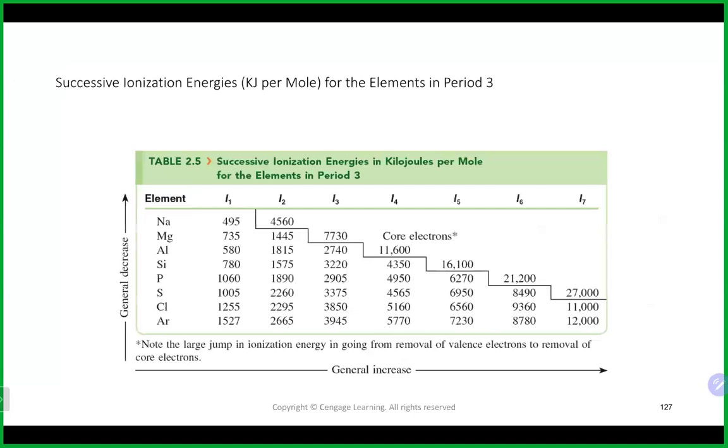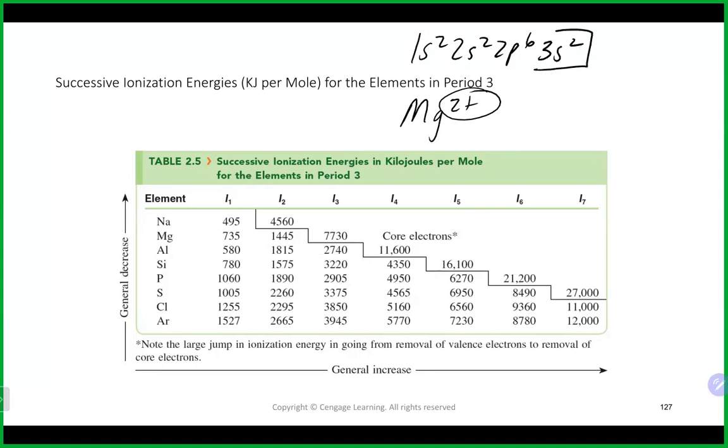And here's a chart of actually the numbers. For example, we take something like magnesium. Magnesium typically will only make a +2 charge. And that's because when we look at the electron configuration for magnesium, it only has 2 valence electrons. So you can see on magnesium, to remove the first electron is about 735. To remove the second electron, you actually double it. It's about 1400 kilojoules of energy.